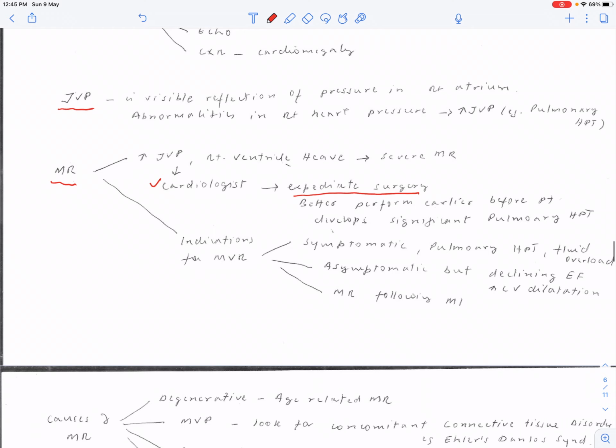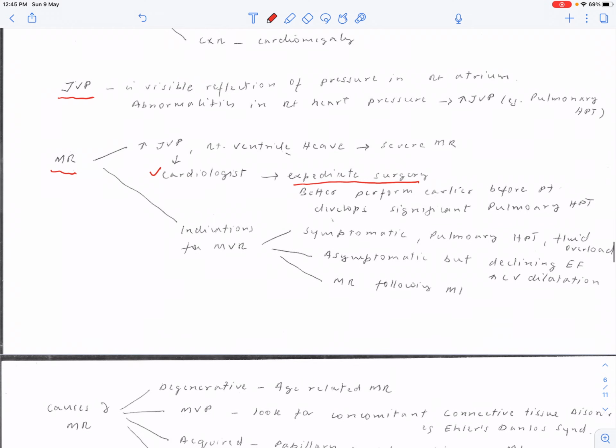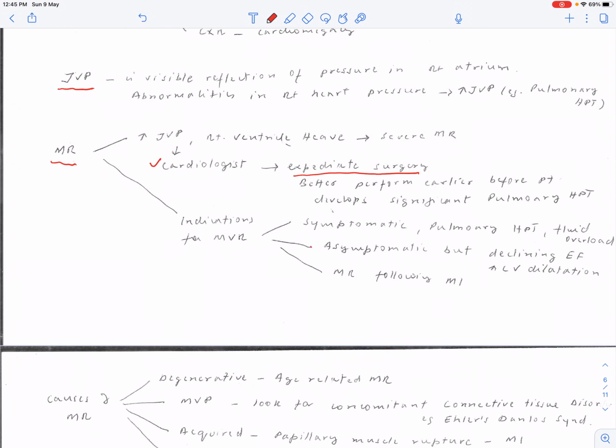What are the indications for surgery in mitral regurgitation? The examiner may ask you. If the patient is symptomatic, or has pulmonary hypertension or fluid overload. In asymptomatic patients, if there is evidence of declining ejection fraction and increased left ventricular dilatation. And obviously if there is mitral regurgitation following a myocardial infarction. So this is something which is an acute condition.